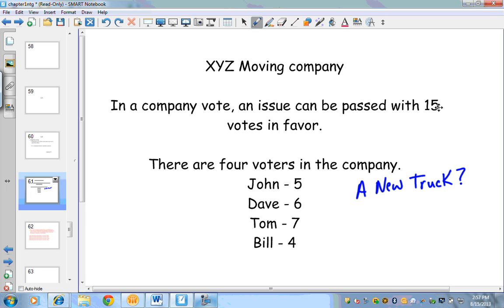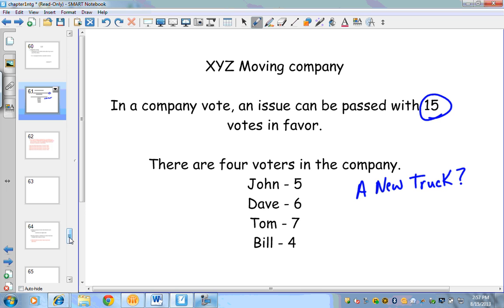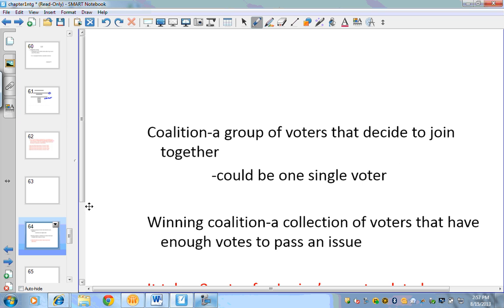Now, remember the situation. In a company vote, 15 votes have to be in favor. If they don't get 15, then obviously they will not be able to get this new truck. If you notice, John has 5 votes, Dave has 6, Tom has 7, Bill has 4. No one person can get this issue passed. So these voters are going to have to join together in order to get this vote passed.